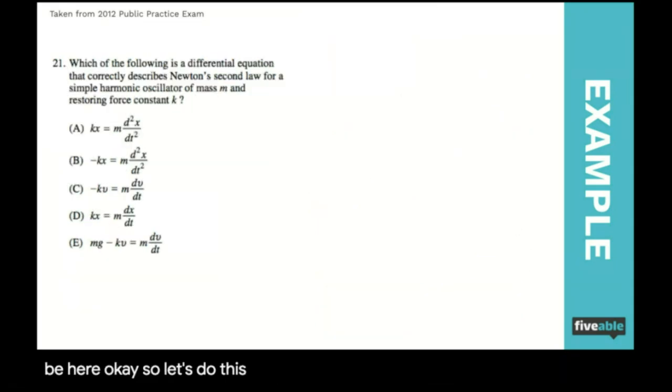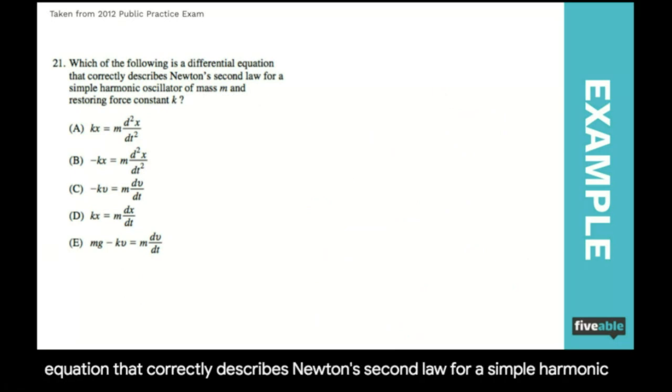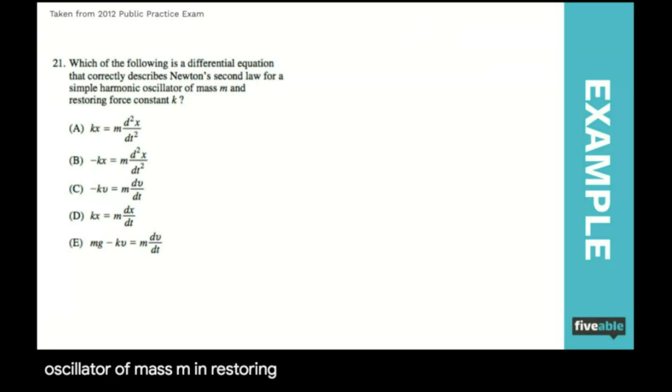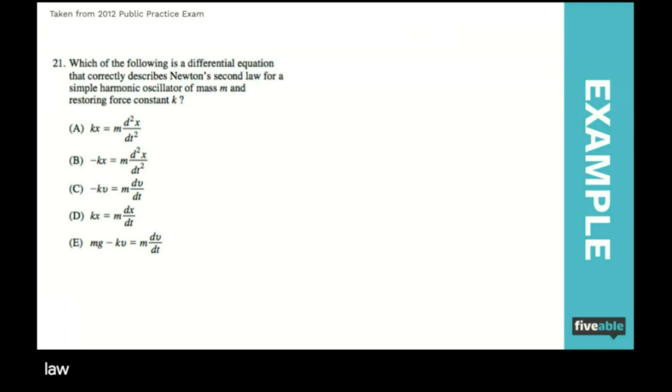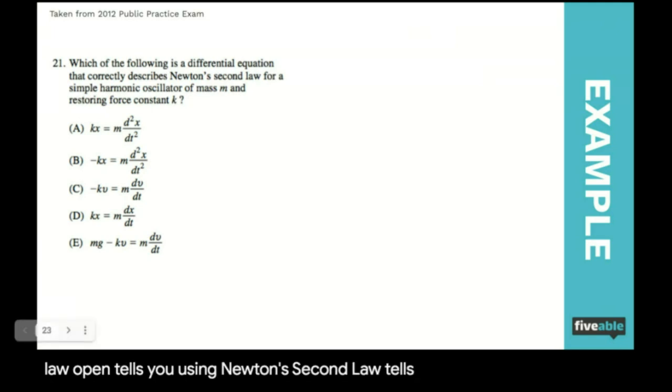Okay, so let's use this one now. Which of the following is a differential equation that correctly describes Newton's second law for a simple harmonic oscillator of mass m and restoring force constant k? So I am only going to give you 30 seconds for this, because I don't want you to overthink this one. This one's a pretty straightforward one. It tells you that you're using Newton's second law. It tells you to use the restoring force.